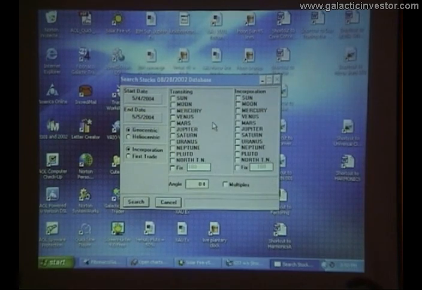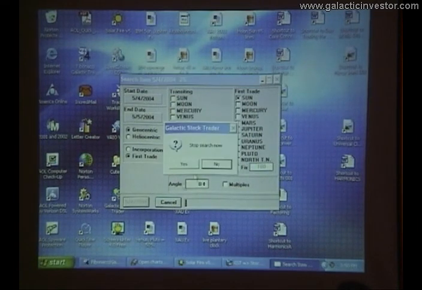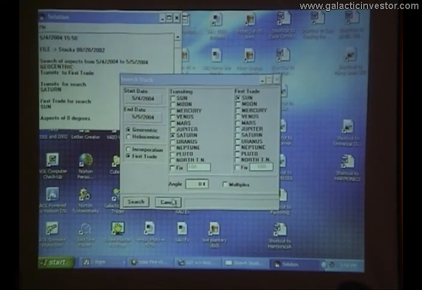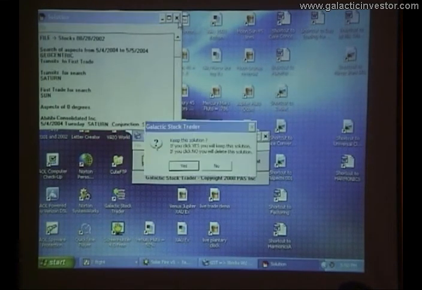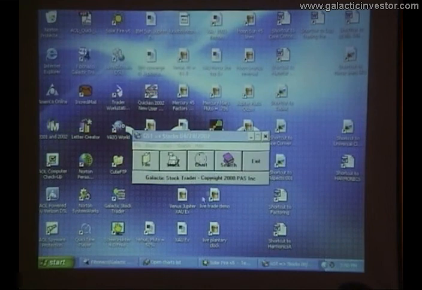But we have a feature where you can run transit search for planets to natal charts, first trade chart. You can look at Jupiter transits, which are positive. You can look at Saturn transits, which tend to depress the values, and the computer will do all the work for you. So it's real easy to use once you get to learn it. It prints out a menu of stocks that come up from the searches. And there's a lot of different ways of working with it.